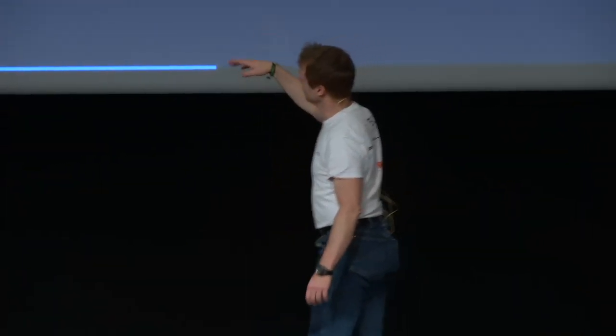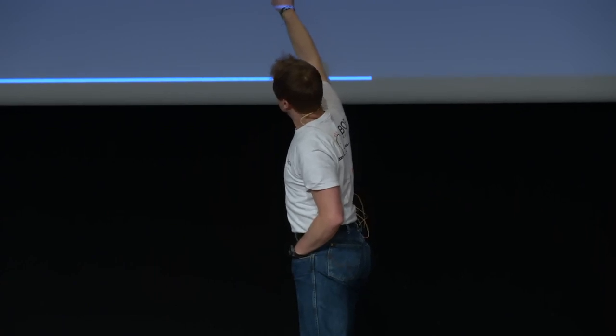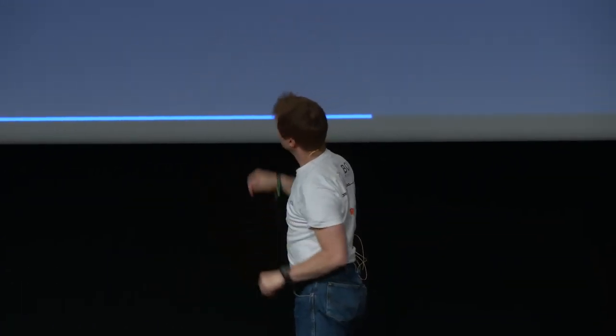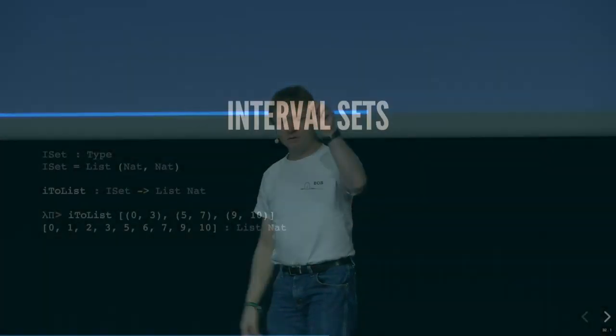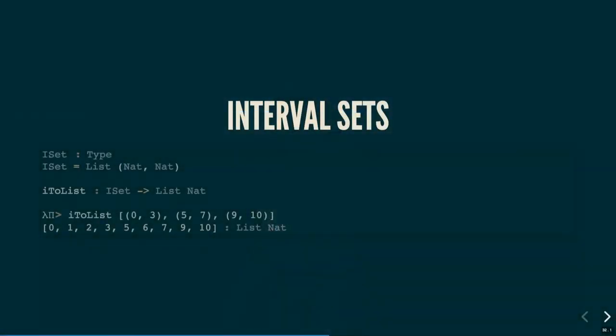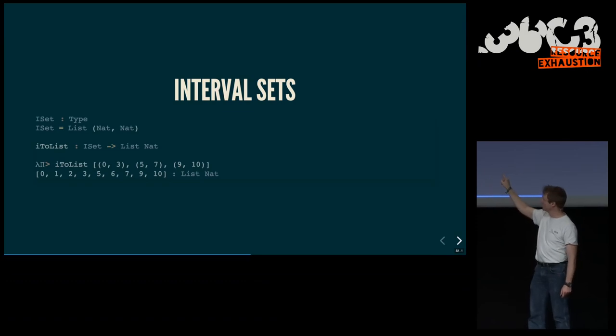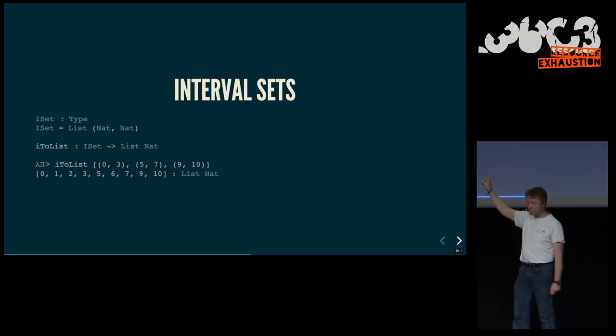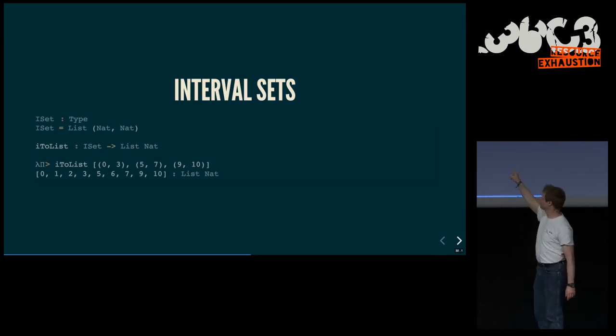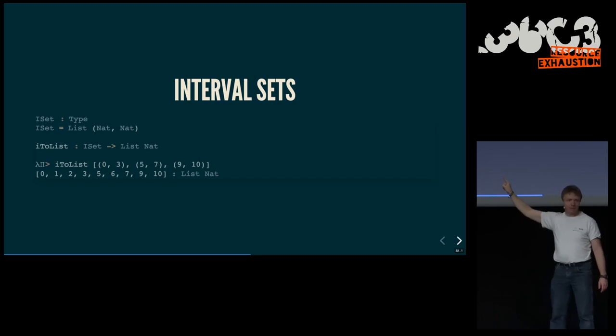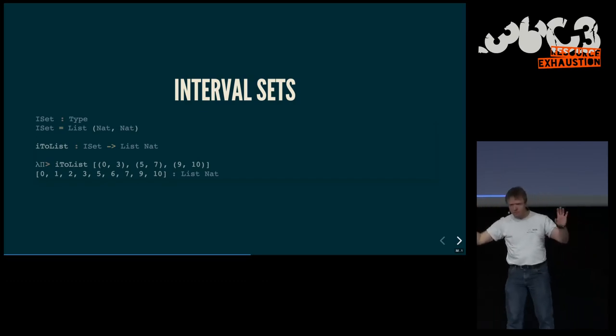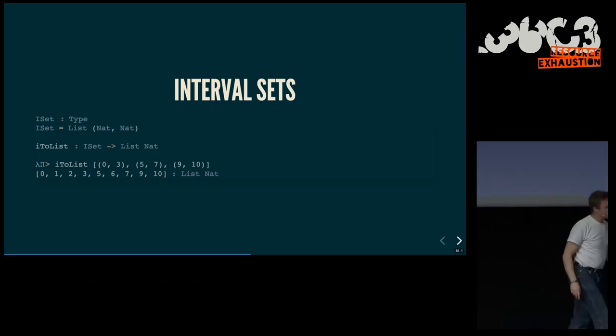And you can see a demo here that I typed in before the talk. So if I apply iToList, the brackets there just mean the list, and we feed in a list of intervals, and those intervals are from 0 to 3, from 5 to 7, and from 9 to 10, respectively. And they're all inclusive. And you can see down there is a list of all of the members. So the first interval is from 0 to 3, so it has the numbers 0, 1, 2, and 3. The next one goes from 5 to 7, so it has the three numbers 5, 6, 7. And the last one goes from 9 to 10, so it has the two numbers 9 and 10. Does that make any sense? Again, a slightly more complicated example. So let's see.